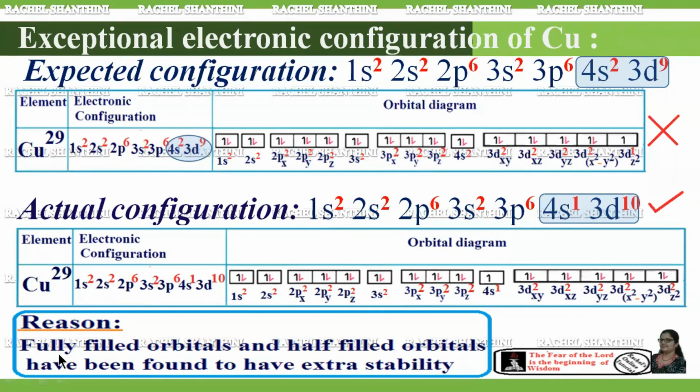As I said earlier, this reason can be well explained on the basis of the symmetrical distribution of electrons and exchange energy, which we are going to see in the next session. Now, students, you can please pause this video for 2 seconds and try to write the electronic configuration of the next element, zinc, with atomic number 30. I will show you the answer in the next slide.